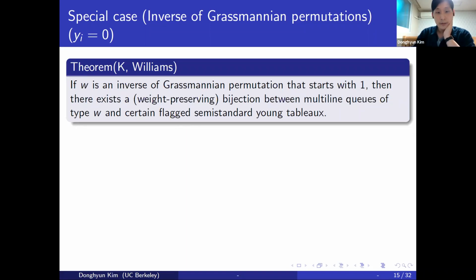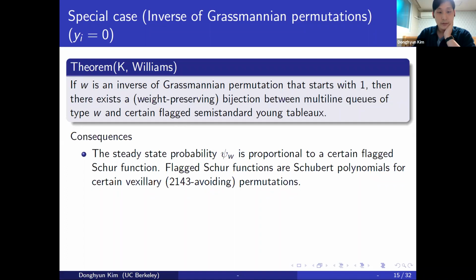The consequence of this theorem is that the steady state probability psi of W for the inverse of a Grassmannian permutation is proportional to a certain flagged Schur function. Summing the weight over flagged semi-standard Young tableaux gives a flagged Schur function. And flagged Schur functions are Schubert polynomials for certain vexillary permutations. Vexillary permutation means 2,1,4,3 avoiding permutations.